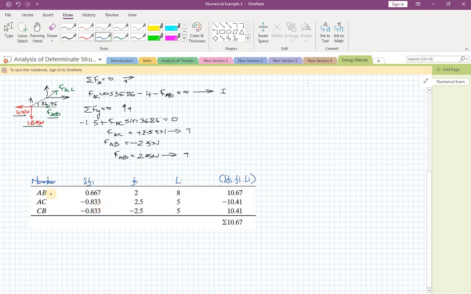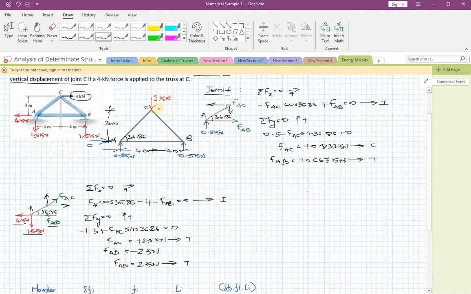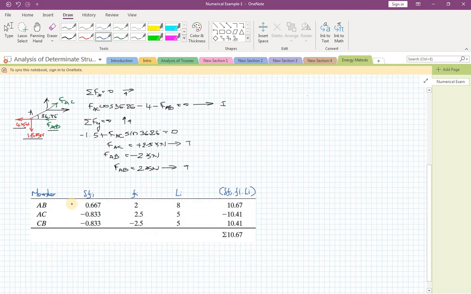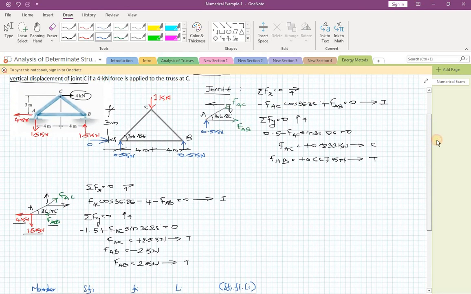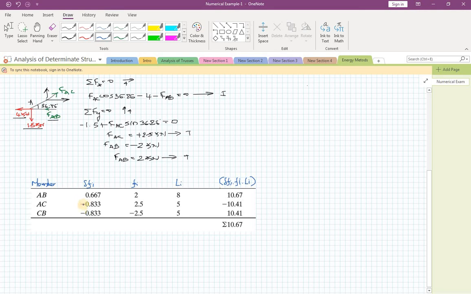Okay, now I have summarized all those values in this table. So this refers to member, and this delta Fi is the force in that member because of application of that 1 kilonewton force. You can see here, because of application of this 1 kilonewton, what are the forces in that member? They are listed here, that is delta Fi, and this Fi is the force in the member when we have applied the actual force of 4 kilonewton. Here the minus sign indicates that the force is under compression, and the plus indicates that the nature of that force is tension, and this Li is the length of each and every member.